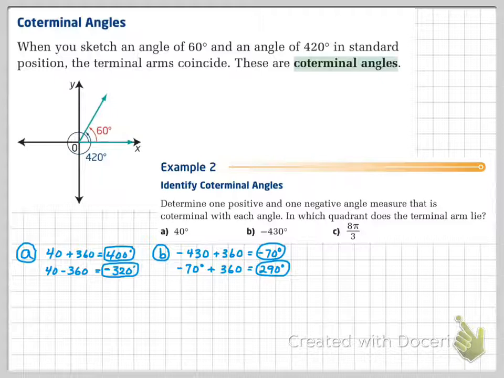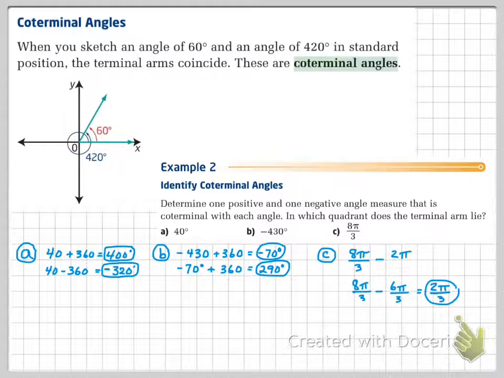In C, 8 pi over 3. Well, got to remember that when I take away 2 pi from 8 pi over 3, 2 pi is the same as 6 pi over 3. Got to learn your fractions. 8 pi over 3 minus 6 pi over 3 would give me 2 pi over 3.